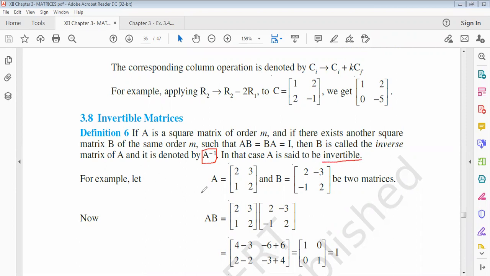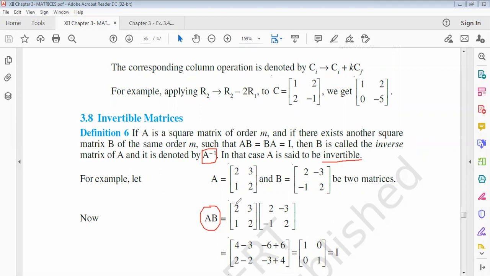So, for example, we are given capital A equals 2, 3, 1, 2 as the elements, and capital B is 2, minus 3, minus 1 and 2, and we are finding the product of the matrices AB. It is a 2 by 2 matrix, and again a 2 by 2 matrix, so we get the result as a 2 by 2 matrix.